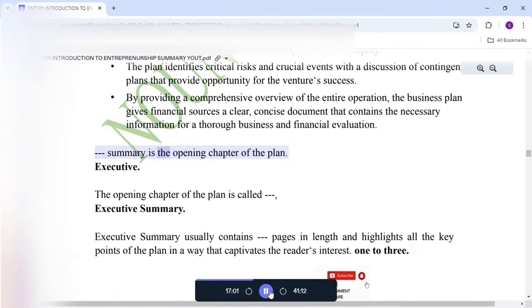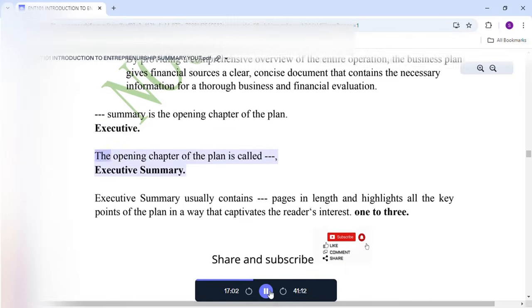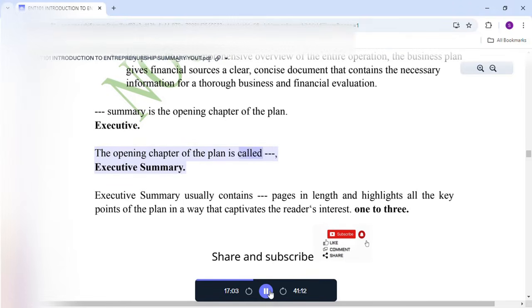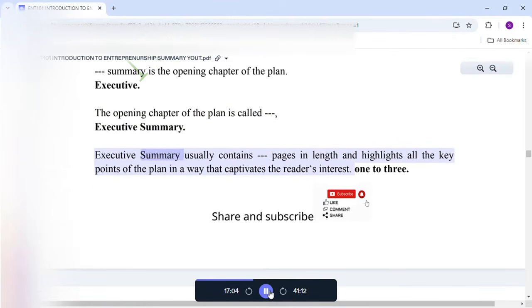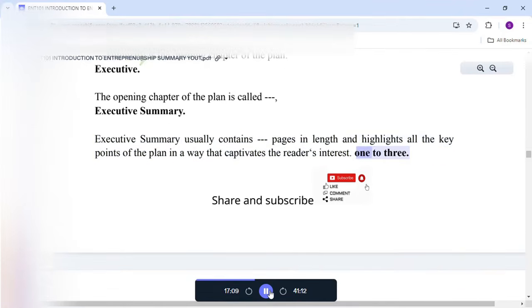The opening chapter of the plan is called Executive Summary. The Executive Summary usually is 1 to 3 pages in length and highlights all the key points of the plan in a way that captivates the reader's interest.